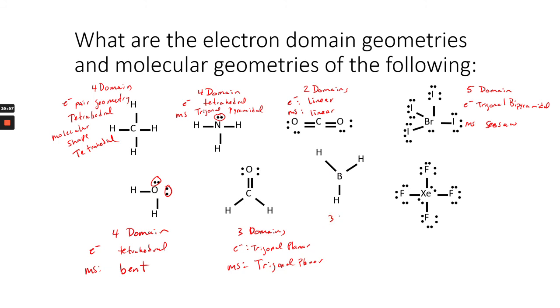This has 3 domains. They're all bonds, so it's the same thing as this one here. Our last one has 1, 2, 3, 4, 5, 6 domains. So its electron pair geometry is octahedral. But 2 of them are lone pairs. So that gives us square planar as our molecular shape.